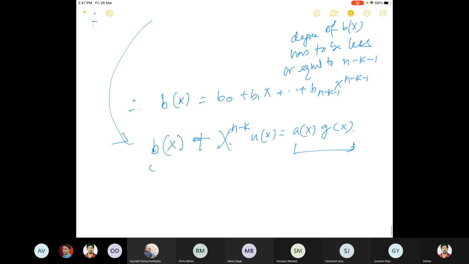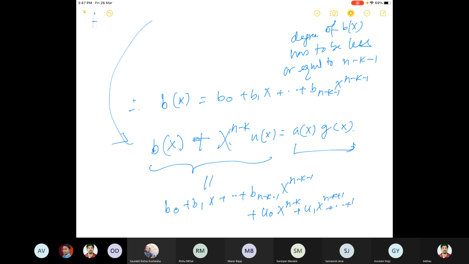So this part is what then? This is the corresponding code polynomial. So writing this to be equal to b0 plus b1x plus dot dot dot plus bn minus k minus 1 x to the power n minus k minus 1 plus u0 x to the power n minus k plus u1 x to the power n minus k plus 1 plus dot dot dot plus uk minus 1 x to the power n minus 1.